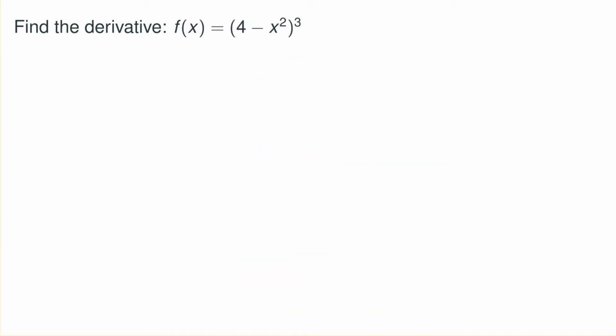Find the derivative of the function 4 minus x squared to the third power. So here, this entire thing to the cubic power is the outside function, and this right here is the inside function. So when we take the derivative, we first take the derivative of the outside. So we're using the chain rule.